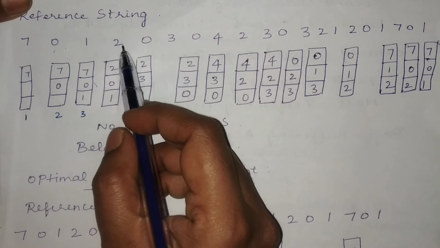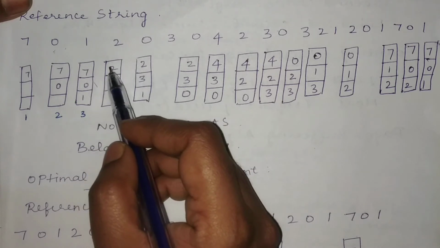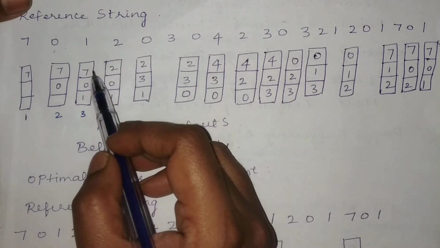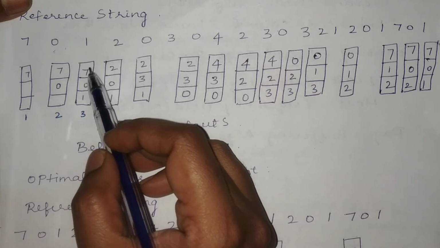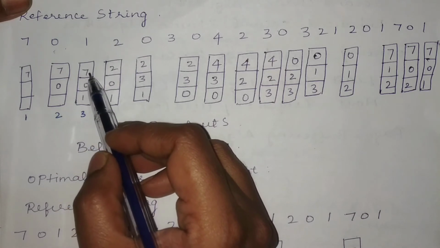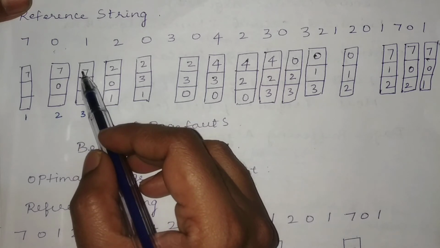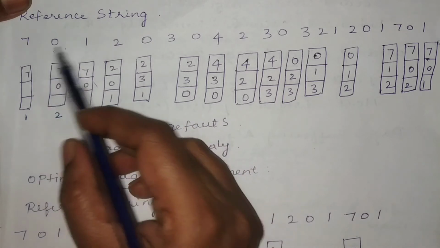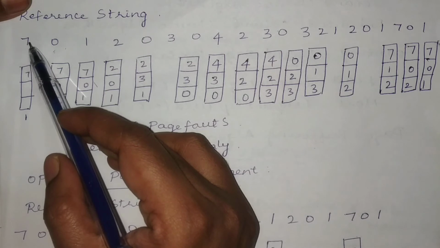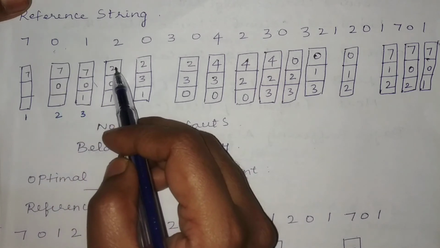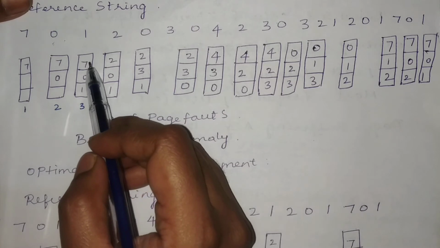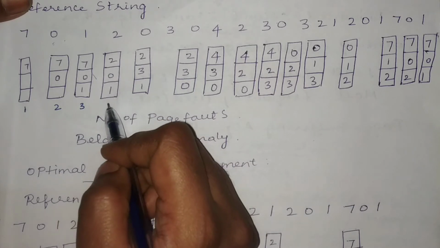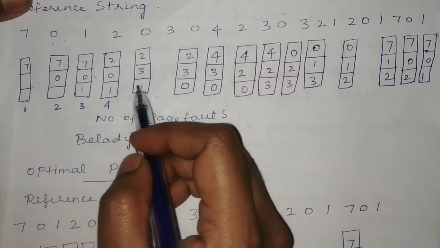Now we are referring to page number 2. We need to check whether page 2 is already available. No, it is not available. If it is not available, then we have to choose one of the pages already present for replacement. How do we choose? Whichever page entered first should be selected for replacement. Here, as per the list, the first page that entered is 7, so 7 is chosen for replacement with 2. Now page 2 is available. This is again a page fault, so far we have 4 page faults.